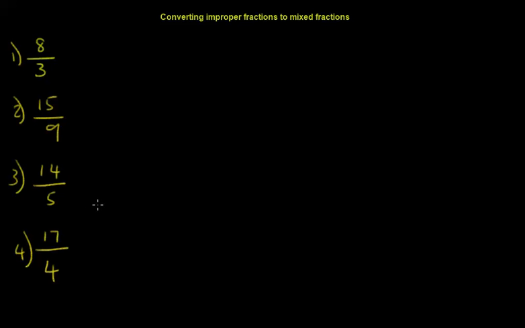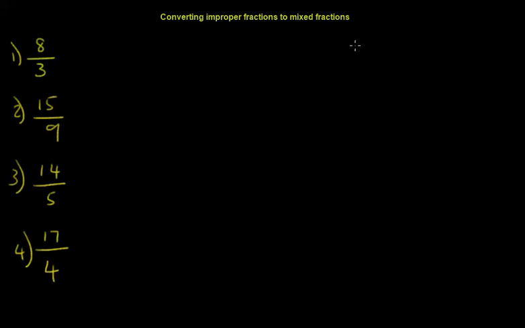In this video I'm going to show you how to convert improper fractions, also known as top-heavy fractions, into something called mixed fractions. An improper fraction is where the numerator is larger than the denominator. In this case 8 is larger than 3, 15 is larger than 9 and so on. And we'd like to convert this into a mixed fraction.